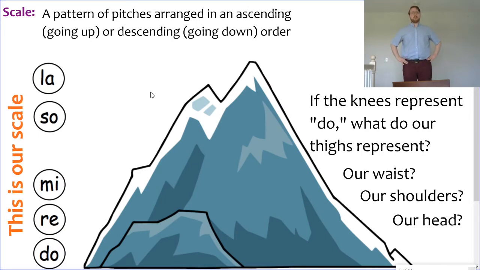And then what about sol? Sol is a skip away from mi, so you have to skip up to our shoulders. Sol, sol, sol. And then lastly, you guessed it, la's on our head. La, la, la. Let's sing our scale going up on our bodies. Ready, go, do, re, mi, sol, la. And back down. La, sol, mi, re, do.